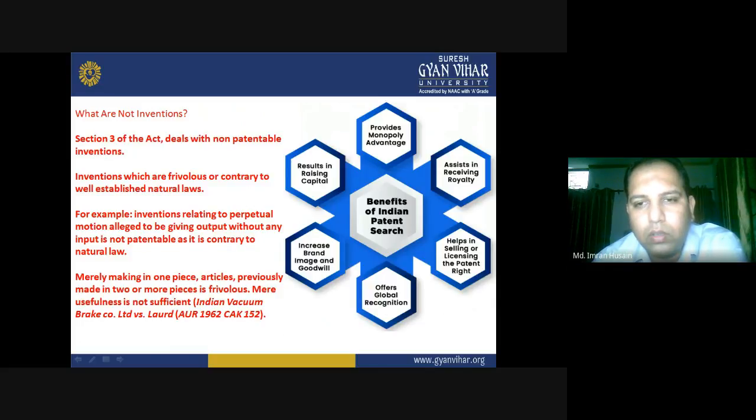Okay. So, what are the benefits of an Indian patent? It assists in receiving a royalty, helps in selling or licensing the patent right, offers global recognition, increases brand image and goodwill, results in raising capital, and provides a monopoly advantage.